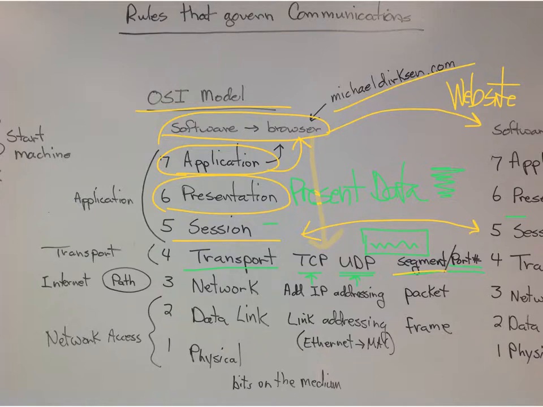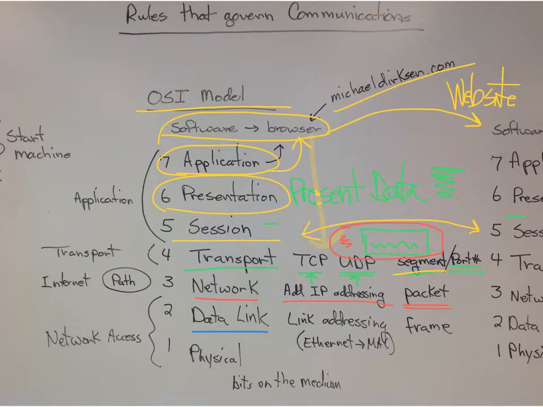Then we move down to the next layer, network layer, and we add IP addressing. So we take this segment, we're going to add some addressing in there. That's called encapsulation. Now we call it a packet. We go down even further.